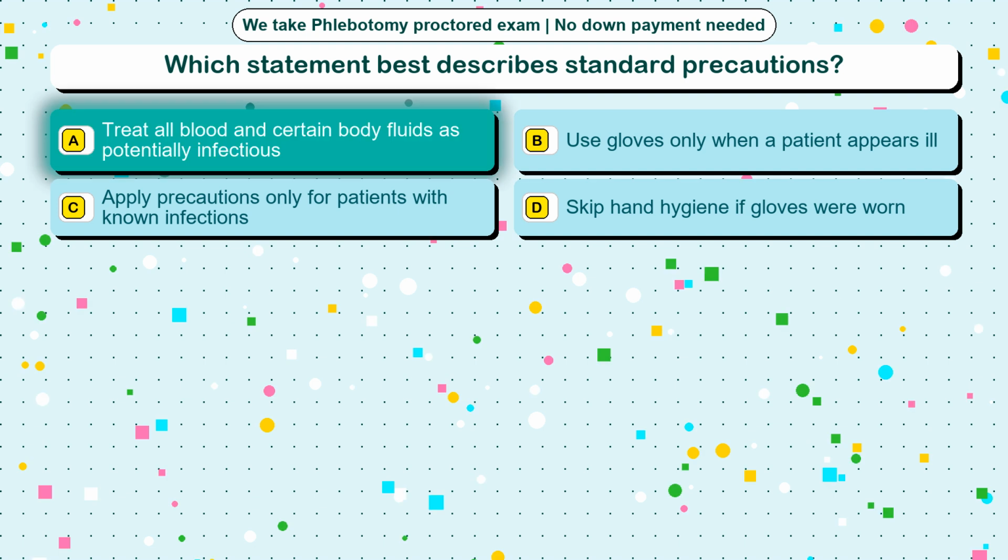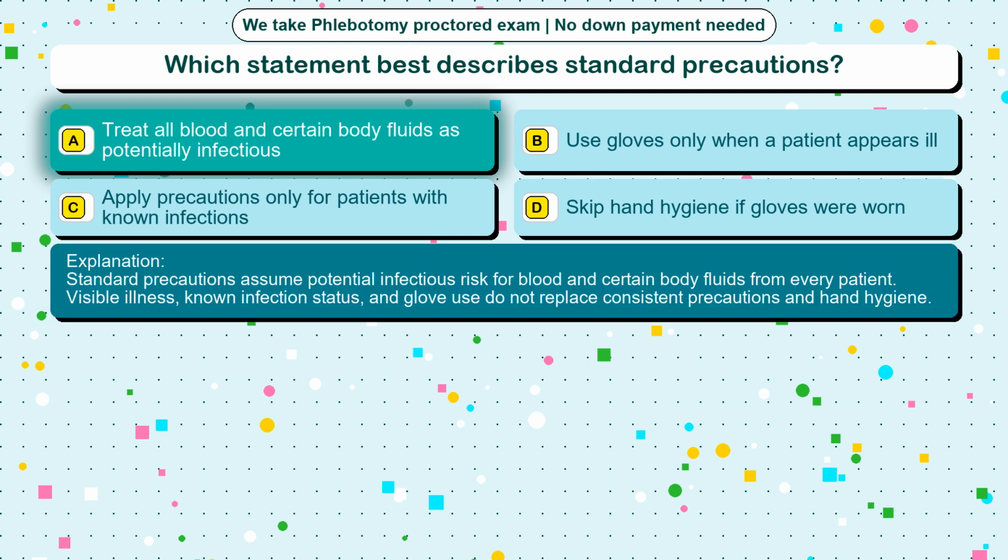The correct answer is option A, treat all blood and certain body fluids as potentially infectious. Standard precautions assume potential infectious risk for blood and certain body fluids from every patient. Visible illness, known infection status, and glove use do not replace consistent precautions and hand hygiene.